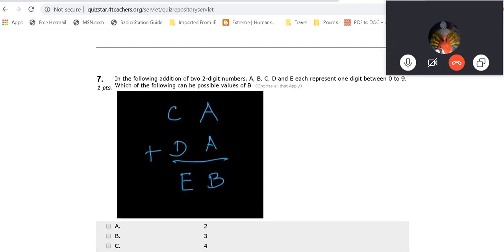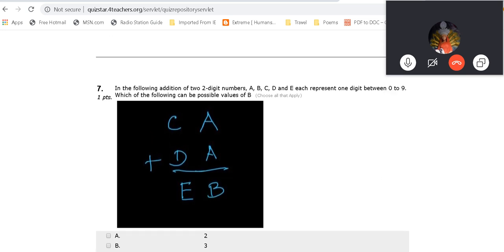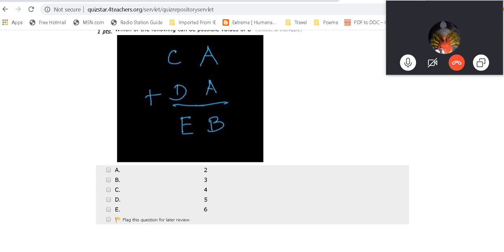Okay. What would be the value of B in this addition? What can be the value of B? Just scroll up. It's 246. Correct. 246. All of you got this? Yes, sir.